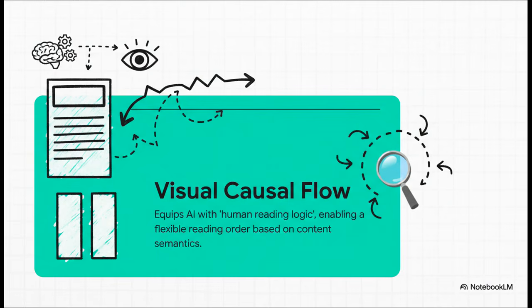So how does it do it? The secret sauce is this technology called Visual Causal Flow. Instead of a rigid, dumb scan, a vision transformer takes a global look at the whole page and predicts the logical, human-like reading order. It reads a headline, then the main body, then it follows the columns correctly. It's the huge difference between just seeing pixels and actually comprehending a document.